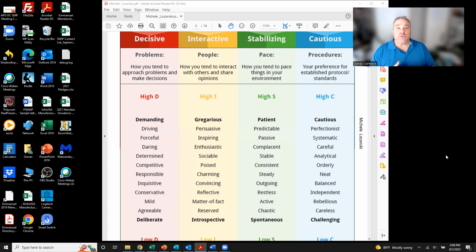More outspoken, more the first to speak versus the last to speak. So that's the interactive scale.